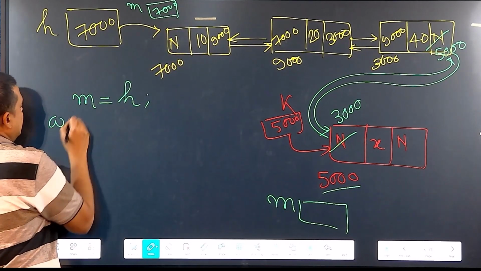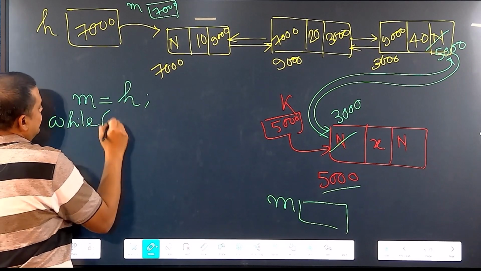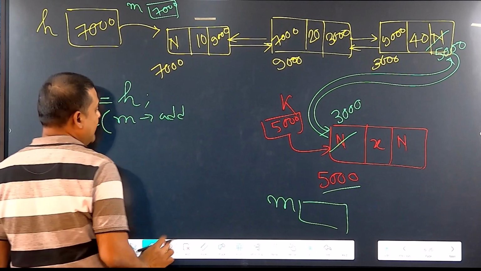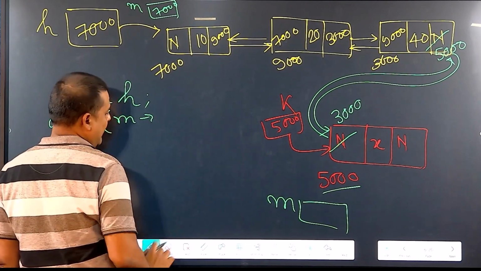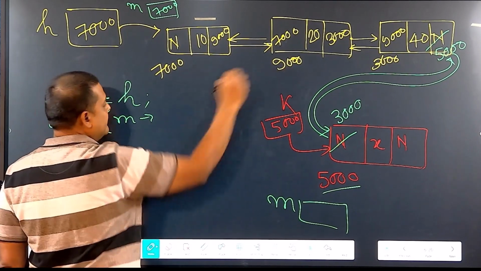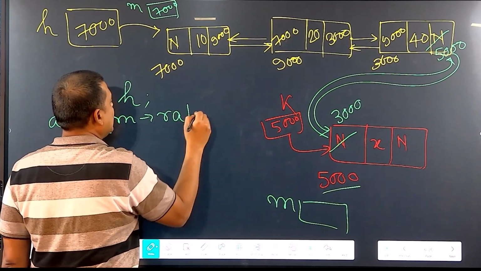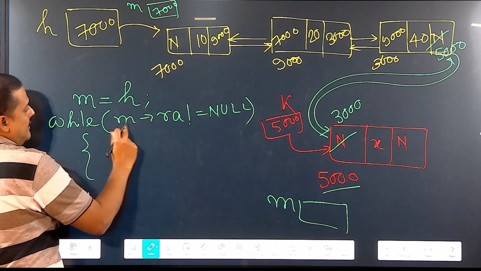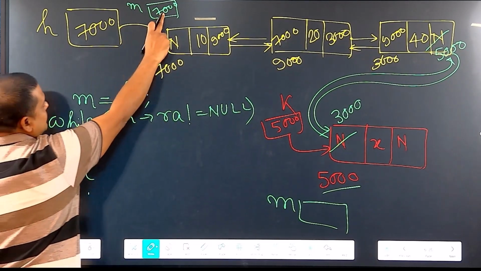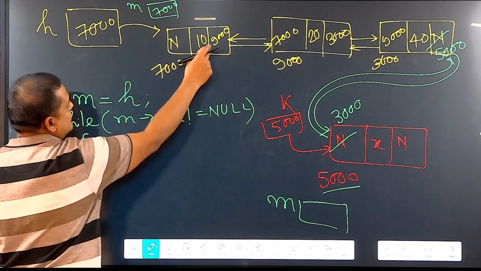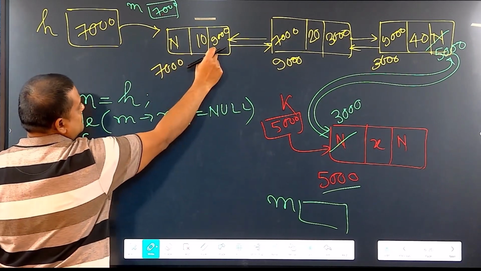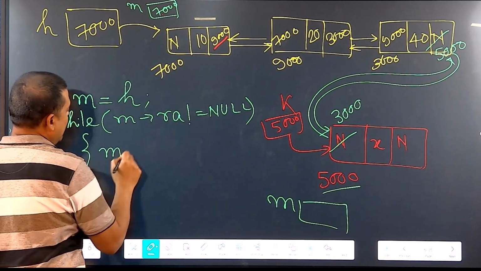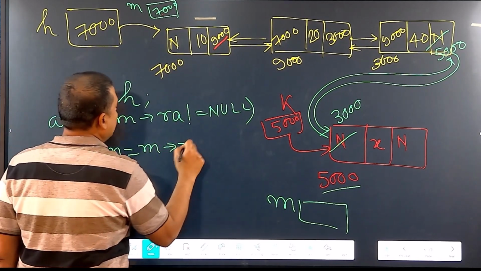We will just traverse while m arrow right address is not equal to null. Which address are we trying to take? The right address, RA not equal to null. So, m arrow right address, m is 7000, 7000 arrow right address means this one, 9000. Is it null? No. So, I will move m equal m arrow right address.